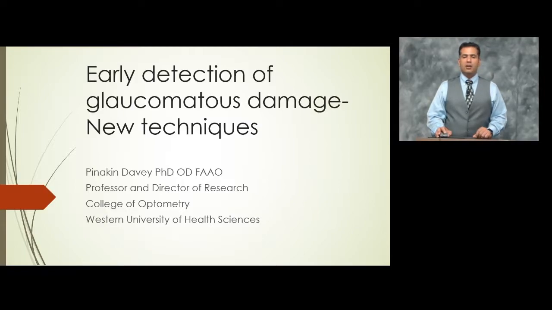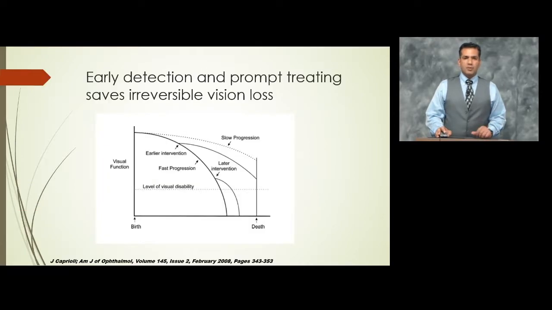Today we are looking at early detection of glaucomatous damage using new parametric techniques. Everybody would agree that as far as glaucoma is concerned, early detection is the key. You detect a patient early, you intervene appropriately, manage the patient, and you can in fact change the natural course of glaucoma such that the patient would never reach visual disability.